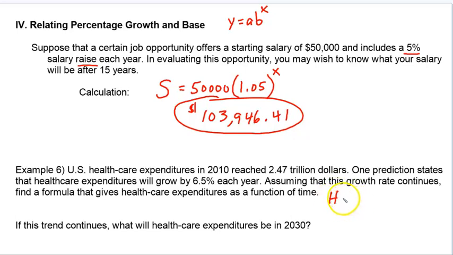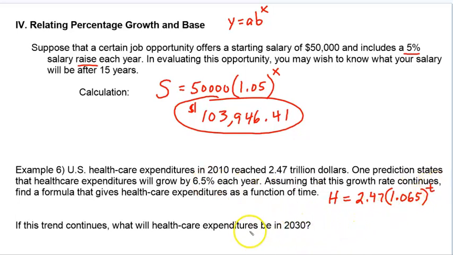So I'll just say H for healthcare expenditures, starting with 2.47 and then growing from there by 6.5%. So 6.5% as a decimal is 0.065. And then we're told that this is a yearly growth rate, so T is going to be expressed in years.